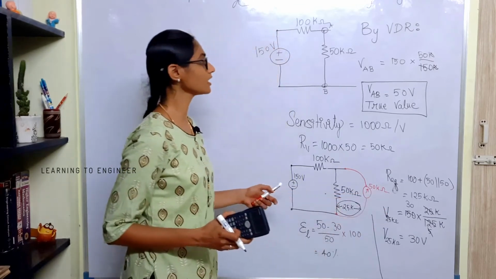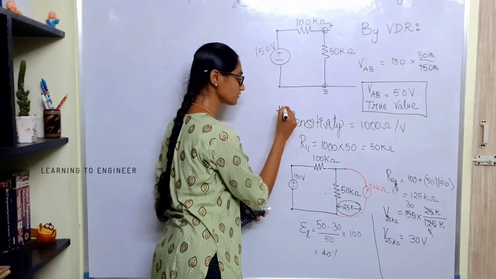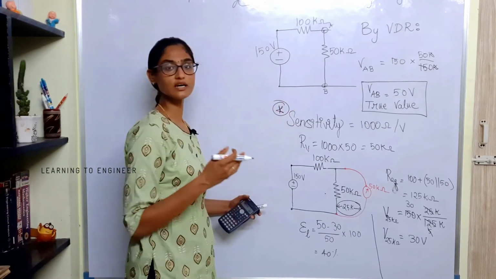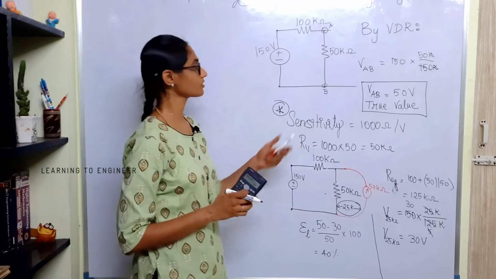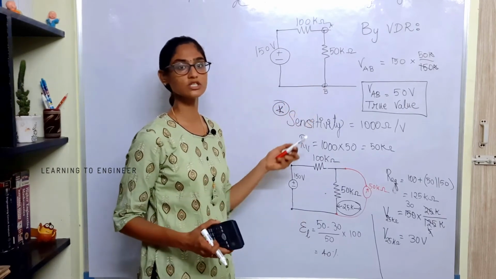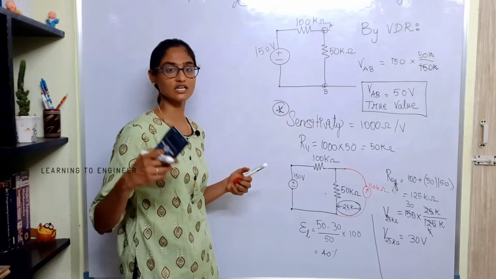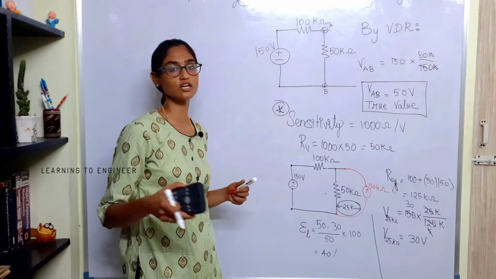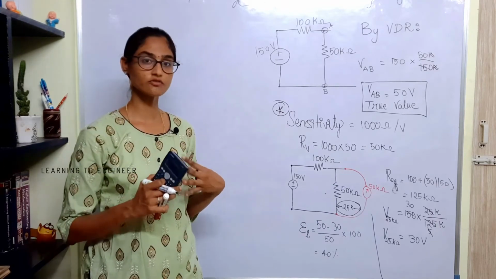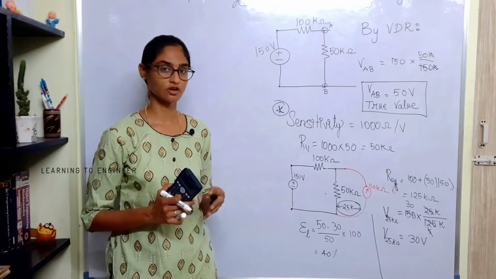So we need to pay attention to the sensitivity of the device. The higher the sensitivity, the greater the accuracy. So when you are measuring the voltage across this, you have to select a suitable meter which will be able to handle the load, so that the resistance of the voltmeter does not impact much. The resistance of the voltmeter is supposed to be infinity ideally, but that is not possible.